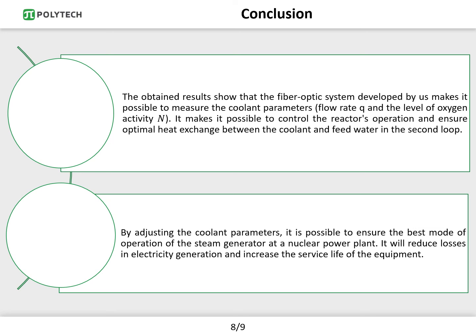And by adjusting the coolant parameters, it is possible to ensure the best mode of operation of the steam generator at the nuclear power plant. So it will reduce the losses in electricity generation and increase the service life of the equipment.